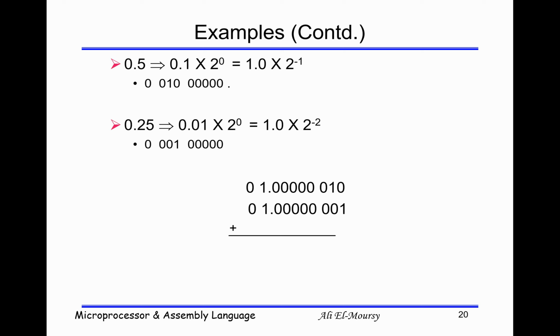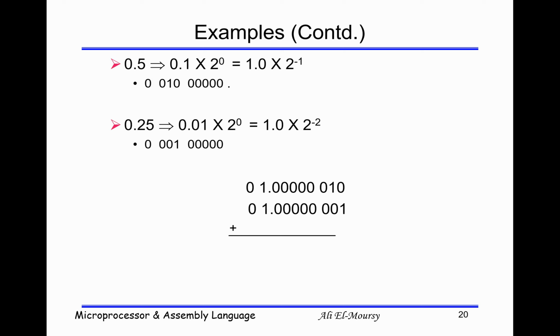Now we need first to convert the numbers that we have from their decimal representation into the binary representation. So 0.5 converted to binary will be 0.1 in binary. Definitely this is multiplied by 2 to the power 0. The power of the exponent is 0 in that case.